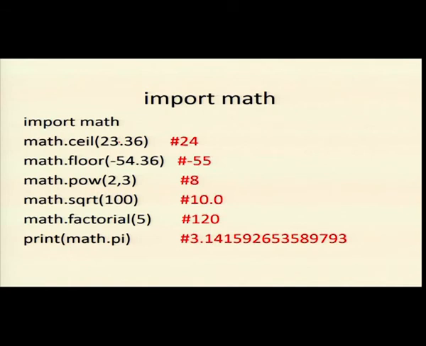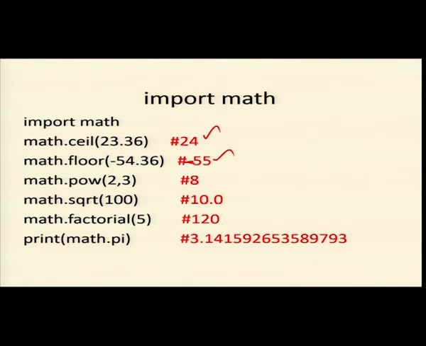Import math, math dot ceil of 23.36. What will it print? It will print the next greater whole number. What is the next greatest number? Rounded off, it is 24. So, 24 will be printed. Whereas, in the case of math dot floor of minus 54.36, what is the least number when compared to minus 54.36? It is minus 55. Minus 55 will be printed.